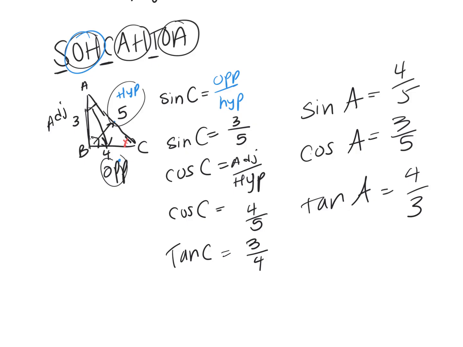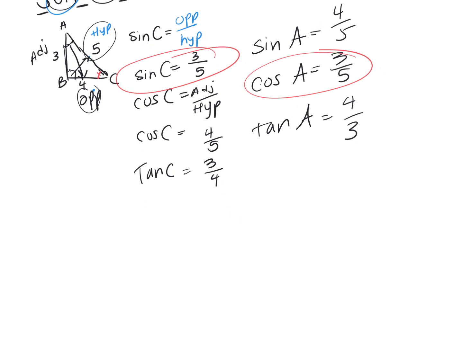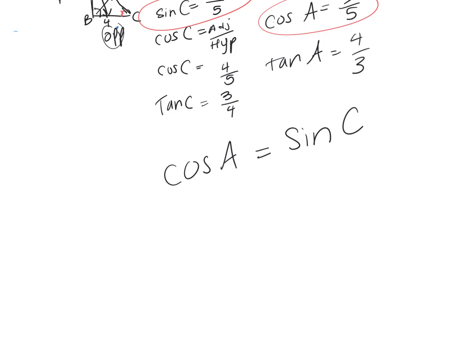Notice both of these equal 3 over 5. So the cosine, that's an important property. The cosine of one of the acute angles is always equal to the sine of the other angle. We can use actual angle measurements. The cosine of 30 degrees, for example, is always equal to the sine of 60 degrees. These two angles have to add up to 90. That's an extra property that's on your EOC.